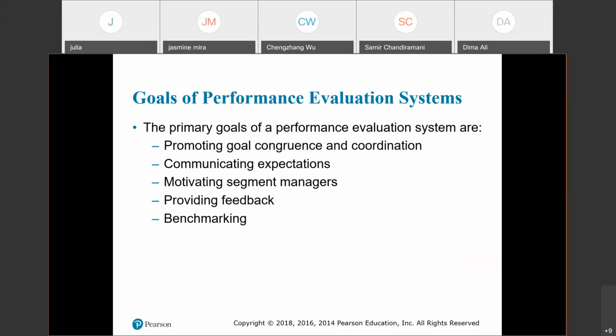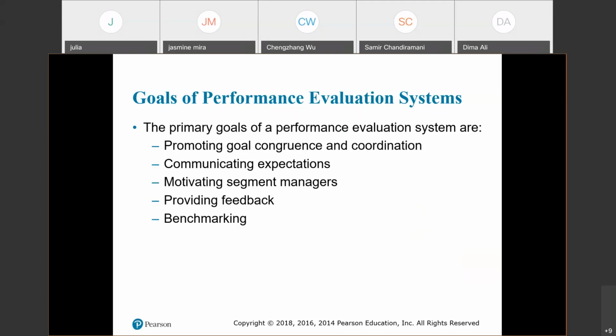Goals of performance evaluation system include these 5 points: promoting goal congruence and coordination, communicating expectations, motivating segment managers, providing feedback and benchmark. First, promoting goal congruence and coordination.